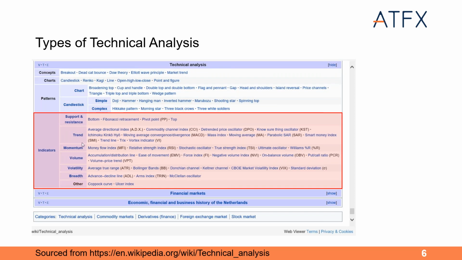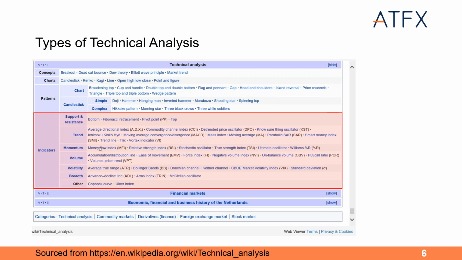Trend indicators, so we have things like CCI, Commodity Channel Index, detrended price oscillator, moving average convergence divergence, that's a very popular one. That is sometimes shortened to MACD. Moving averages, parabolic SAR. So lots of different types of trend indicators.